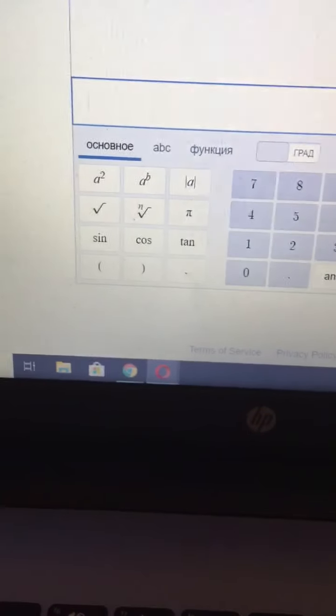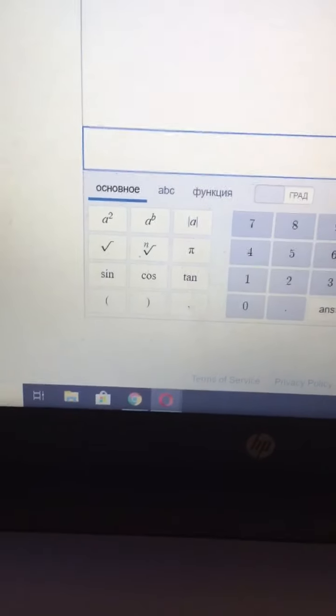Okay, so if you go online, you can go to desmos.com/scientific, and that will bring you to the scientific calculator that you can use online. Now you do have to make sure that it's set in degree mode.